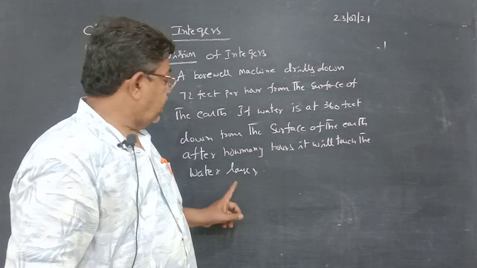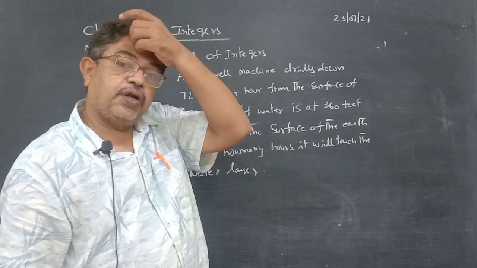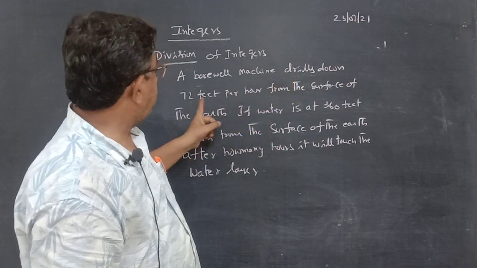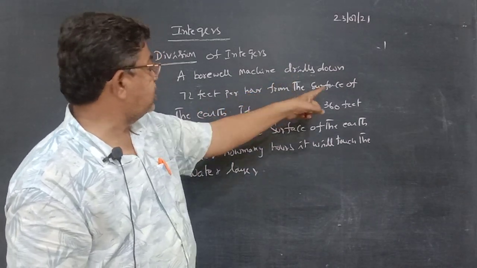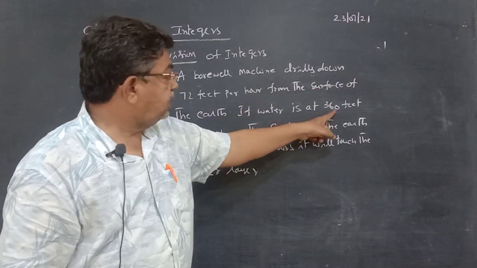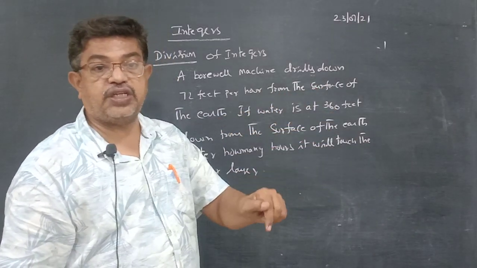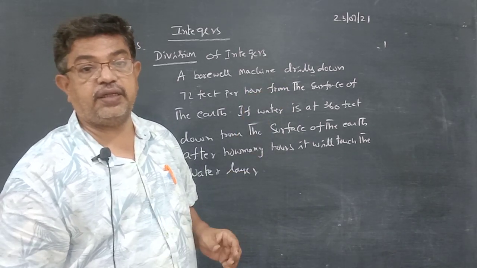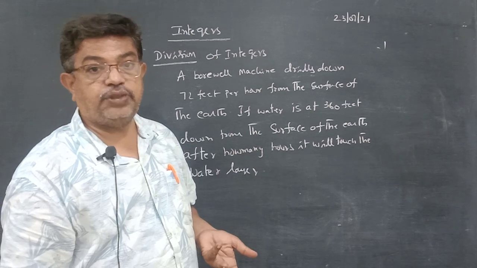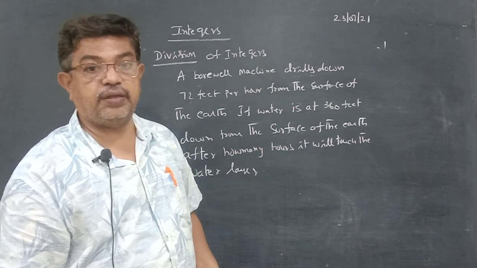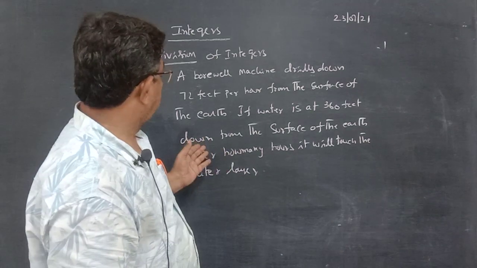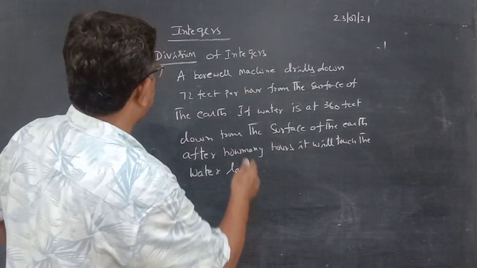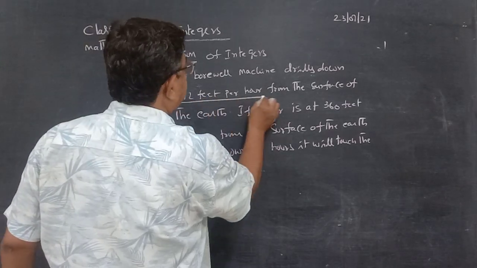So to get the water layer which is under the earth, you are using borewell machine. It is drilling 72 feet per hour from the surface of the earth. Water is at 360 feet. So if you want to touch the water, you have to go to 360 feet under the earth. So you are using borewell machine. Definitely you will go till that depth. So how much time it takes according to this? 72 feet per hour. So this is the rate of drilling.